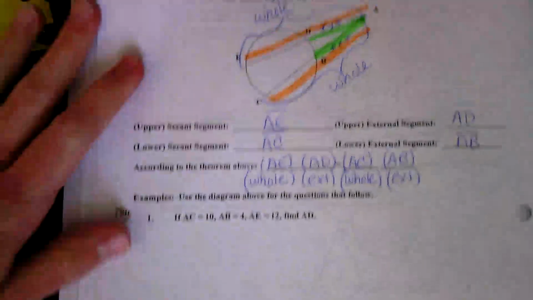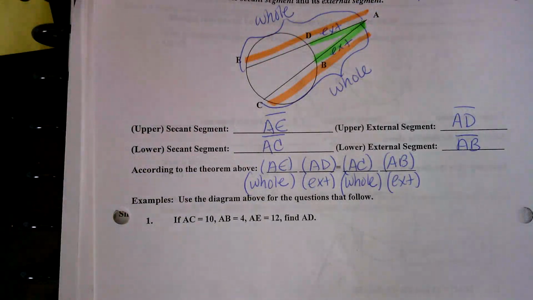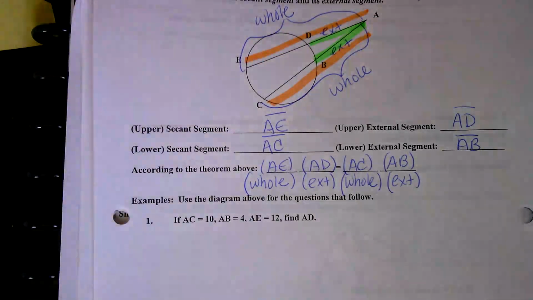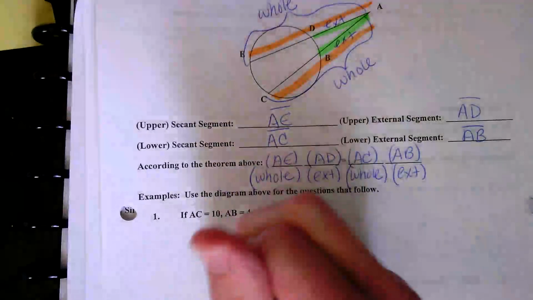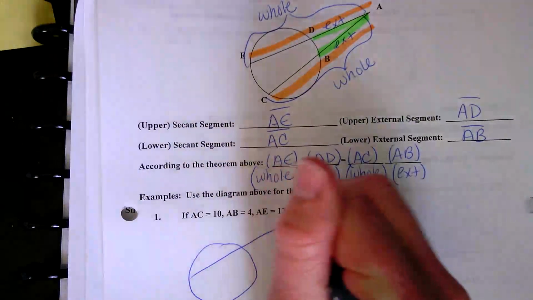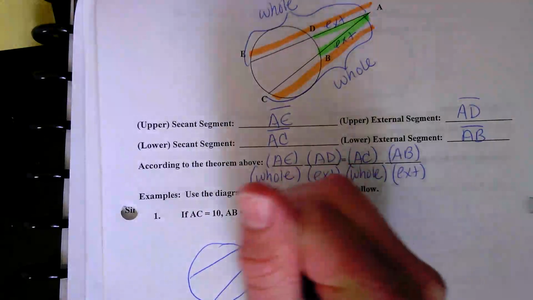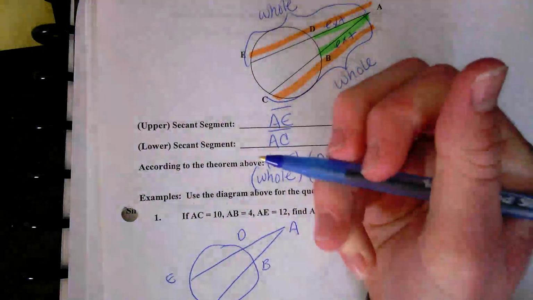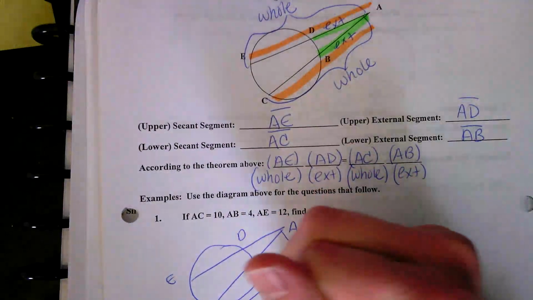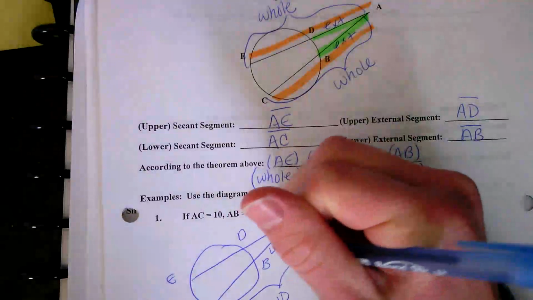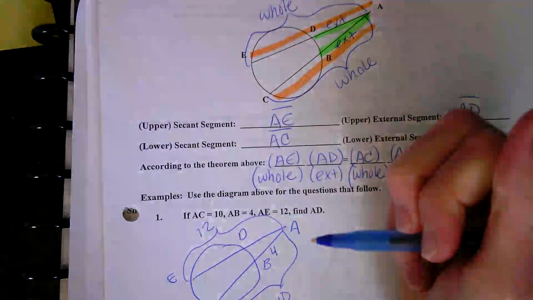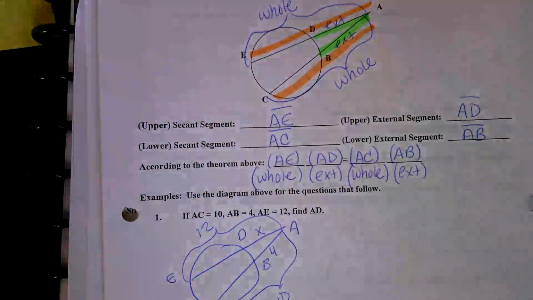So let's do an example. If AC is 10, AB is 4, AE is 12, we want to find the length of AD. I'm going to redraw this diagram down here: A, D, E, C, B. AC is 10, so this whole thing is 10. AB is 4. AE is 12. We want to find the length of AD.